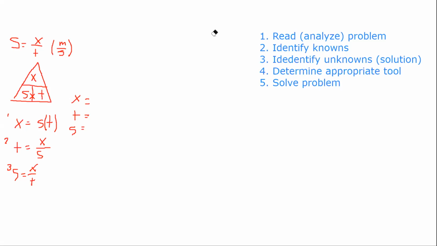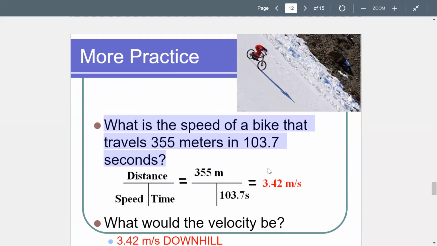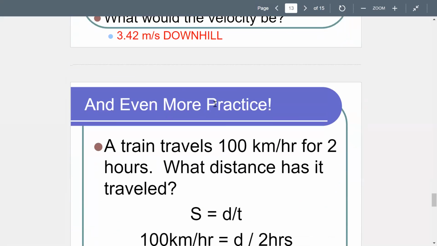First, let's check our answer. Let's see what they gave us. 3.42 meters per second, check. And then the velocity, because he's headed downhill, would be 3.42 meters per second downhill. Notice the shadow kind of looks like an arrow. The first time I noticed that, I thought that was quite interesting, because that's how you represent velocity generally, by drawing an arrow.